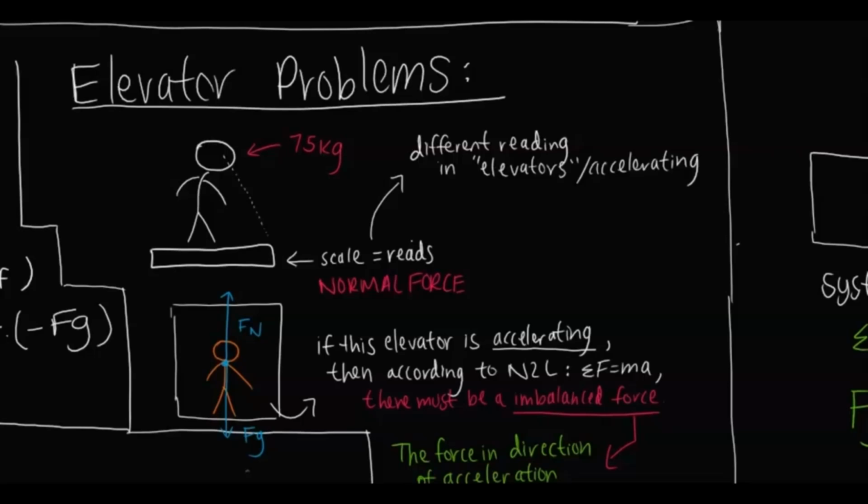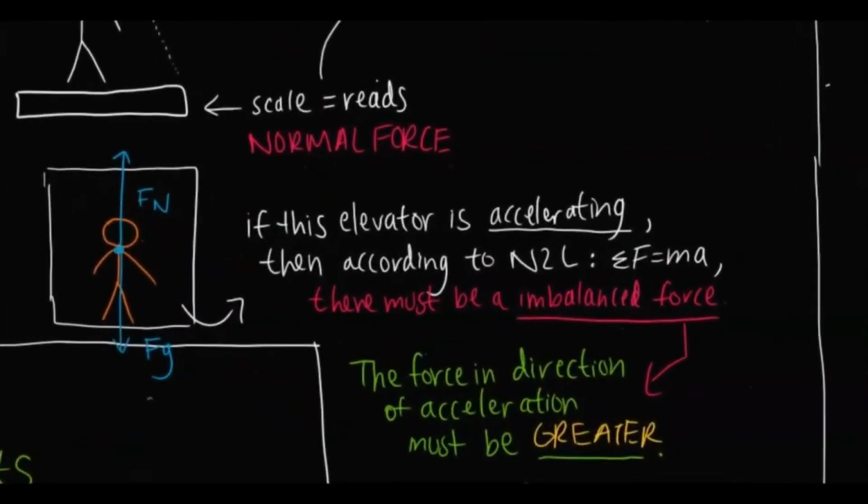So because of this, let's say you're on an elevator and it's accelerating in a certain direction, then that means according to Newton's second law, there must be an imbalanced force. And so the force in the direction of the acceleration must be greater because there's an imbalanced force, right, to cause that acceleration. So let's say I have this guy here in this elevator, and the elevator is accelerating upwards. So this means that the imbalanced force here would have to be Fn. So Fn has to be greater than Fg.